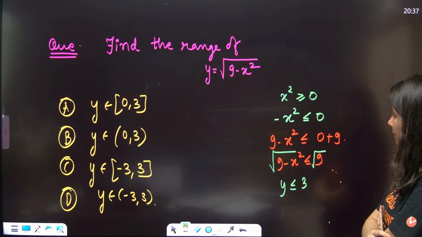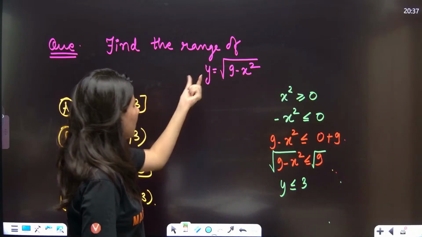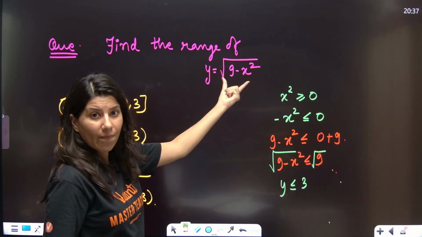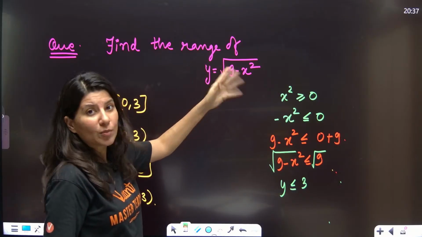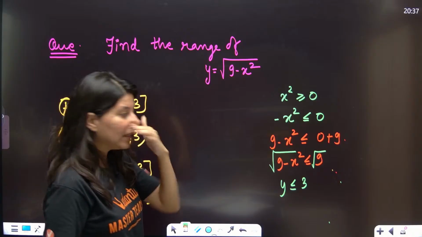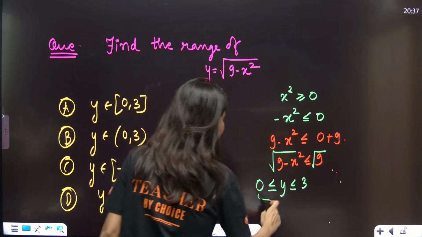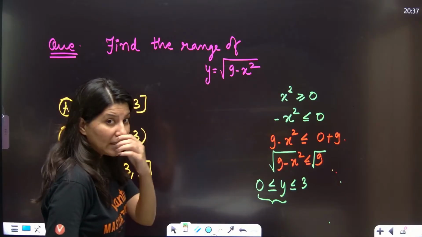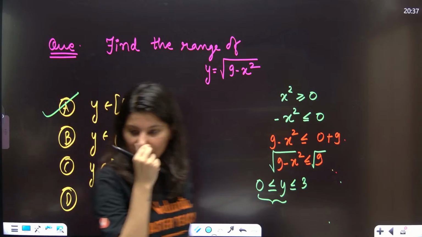Correct? Now one more thing, just tell me, y is always positive. Y will always be positive, or it can be 0, but y can never be negative, right? So clearly y will be greater than or equals to 0. This is understood or not? Y will lie between 0 to 3. So clearly option A is absolutely correct.